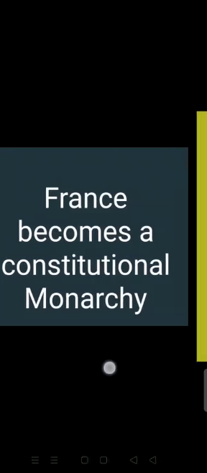The National Assembly completed the draft of the constitution in 1791 in order to limit the powers of the monarch. These powers were now separated and assigned to different institutions, the legislature, the executive, and the judiciary. And this made France a constitutional monarchy.